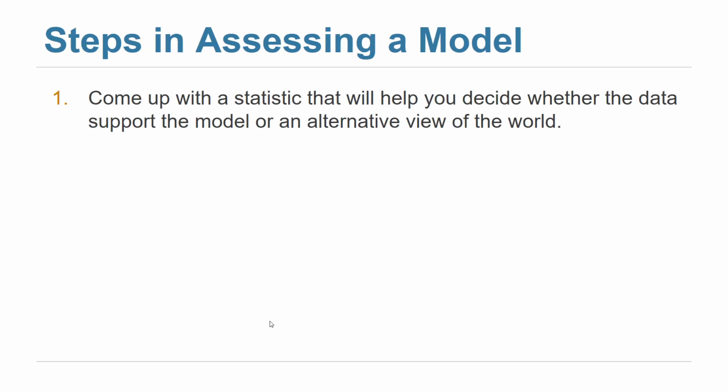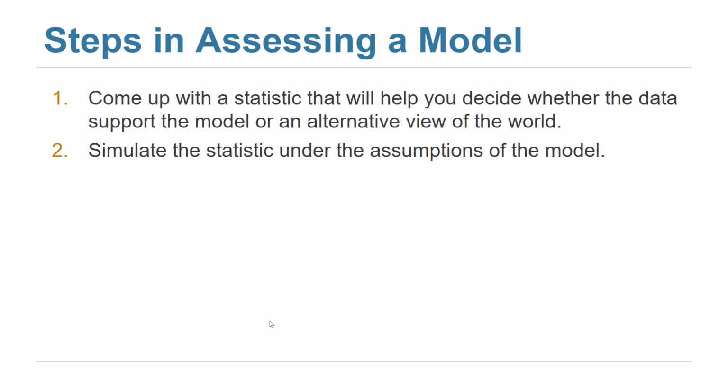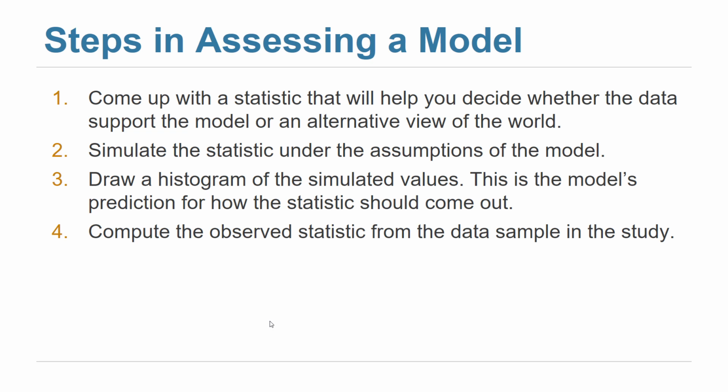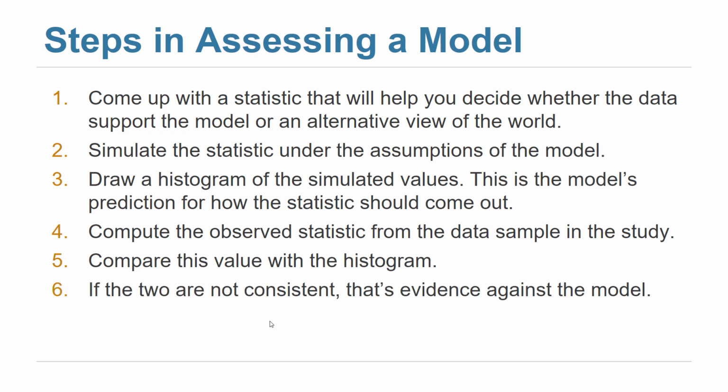The steps in more detail. First, we need to come up with a statistic to decide whether the data supports the model or not. We need to simulate the statistic under the assumption of the model, which means that we get a value for the statistic each time. We draw a histogram of simulated values, which gives us the predictions of the model. We compute the observed statistic from the data sample, which is 0.69 in our case. We compare that value with the histogram to see if it is likely or unlikely to get such a value. If the two are not consistent, that's evidence against the model. So we can refute the model statistically.